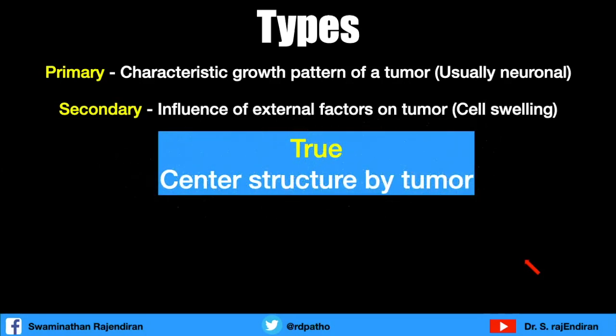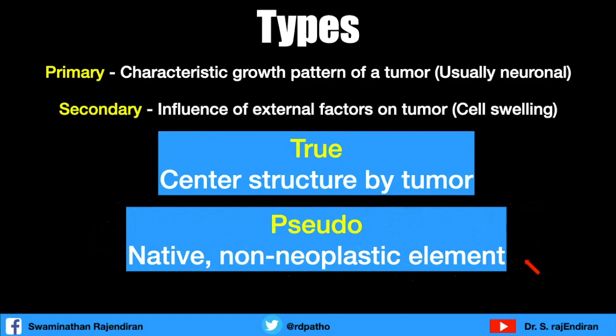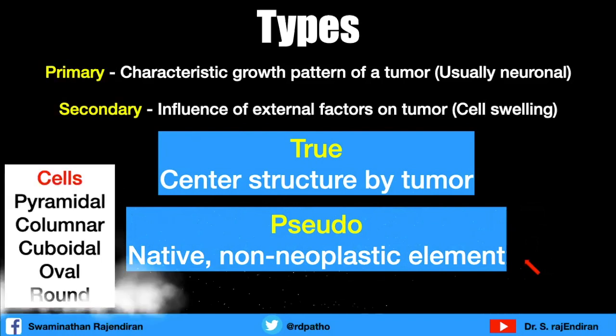But in pathology, the true classification which we have to follow is true rosettes and pseudo-rosettes. In a true rosette, the central structure is formed by the tumor, whereas in a pseudo-rosette, the central structure shows native non-neoplastic element. This is very essential to remember. Usually it is blood vessels. So whenever you see nice blood vessel in the center of a rosette, it is a pseudo-rosette. And please remember, it is a native non-neoplastic element.